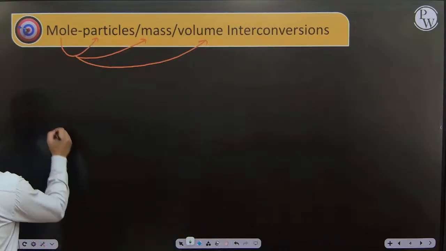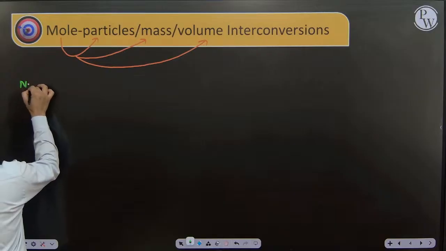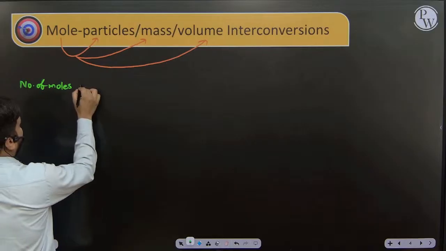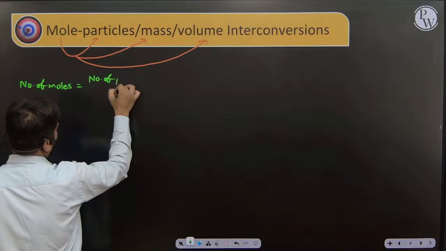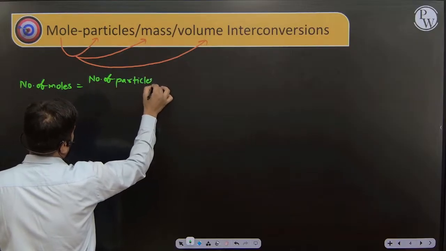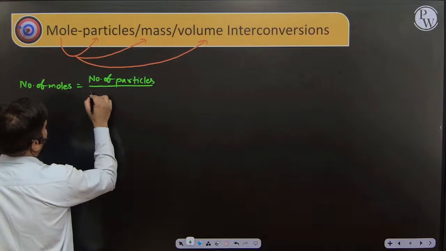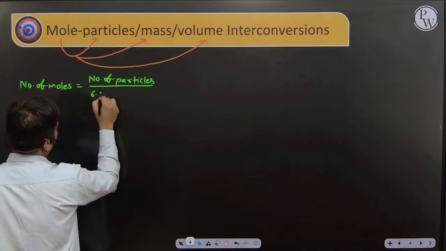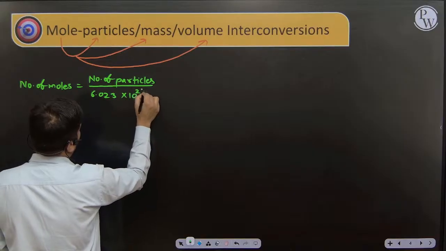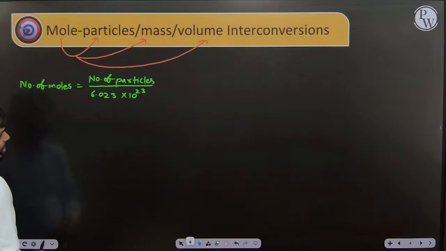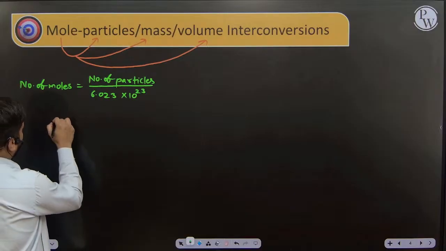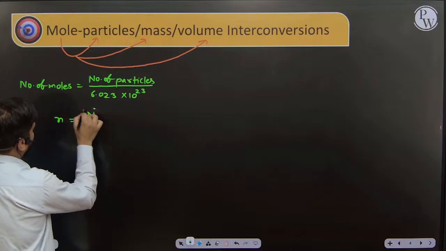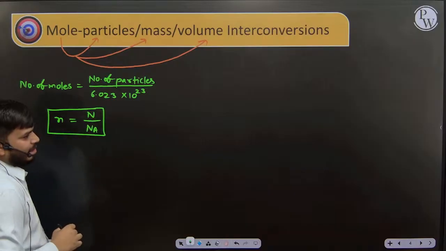Let's talk about the first formula. The number of moles is equal to the number of particles divided by Avogadro's number, that is 6.023 into 10 to the power 23. Let's also write this formula in short form: number of moles is equal to number of particles divided by Avogadro's number. So from this formula we can calculate the number of moles.